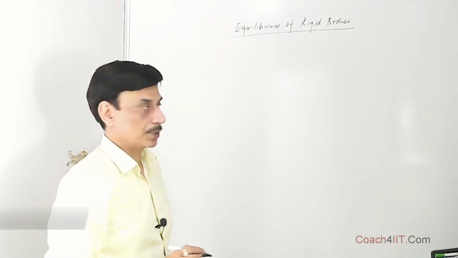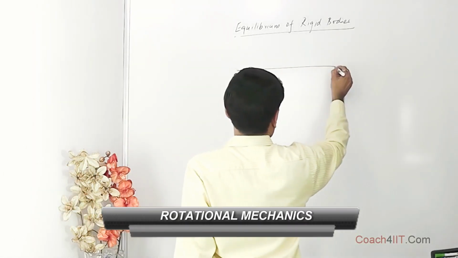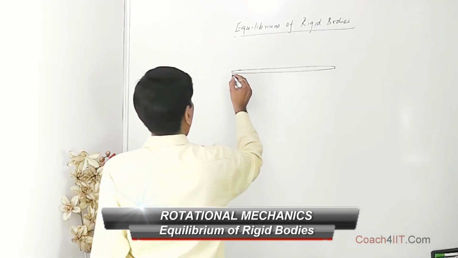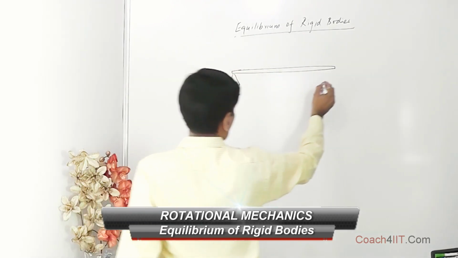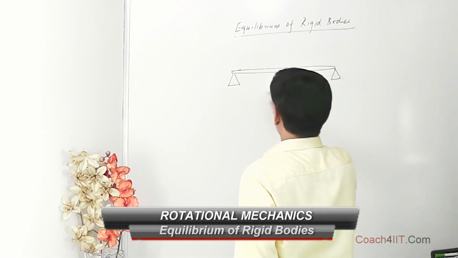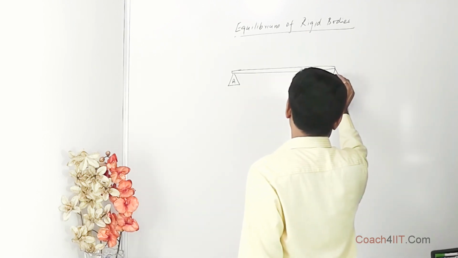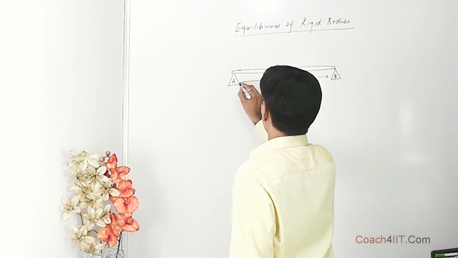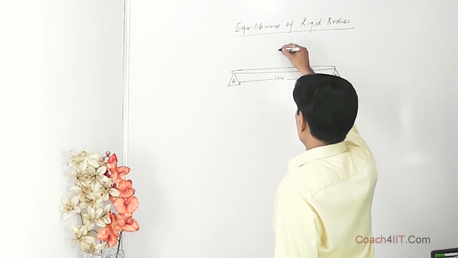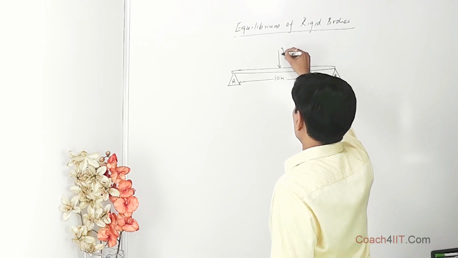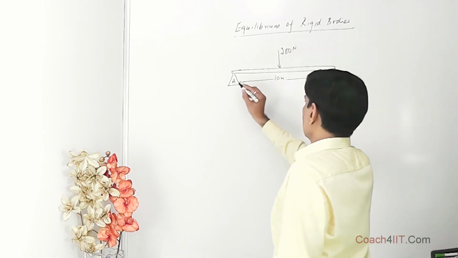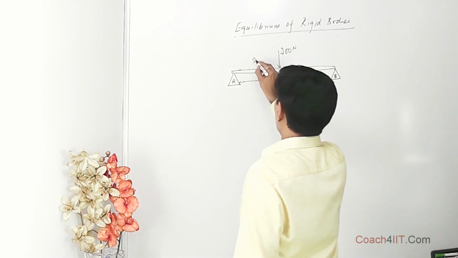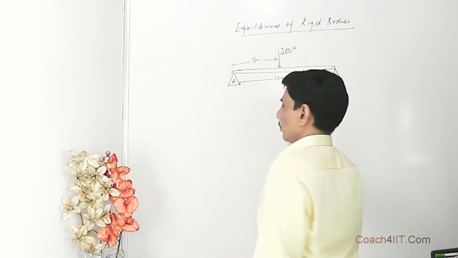Of rigid bodies. Let's say over here there is a massless rod, which is supported at supports A and B. These are two supports. This is 10 meter. For convenience, we are taking very simple values. And let's say in the middle there is a force of 200 Newton. So it is in the middle. It means 5 meter is this way and 5 meter is this way.